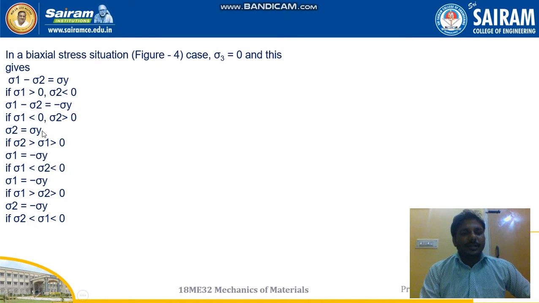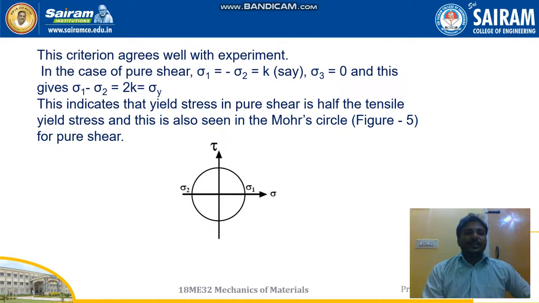Next, sigma 2 will be equal to sigma y, where sigma 2 is greater than sigma 1 and sigma 1 is greater than 0. This is the third condition. Similarly, for the next condition, sigma 1 is less than sigma 2 and sigma 2 is less than 0. Again, for the fifth condition, sigma 1 will be equal to minus sigma y if sigma 1 is greater than sigma 2 and sigma 2 is greater than 0. For the last, sixth condition, sigma 2 will be equal to minus sigma y if sigma 2 is less than sigma 1, which is less than 0.